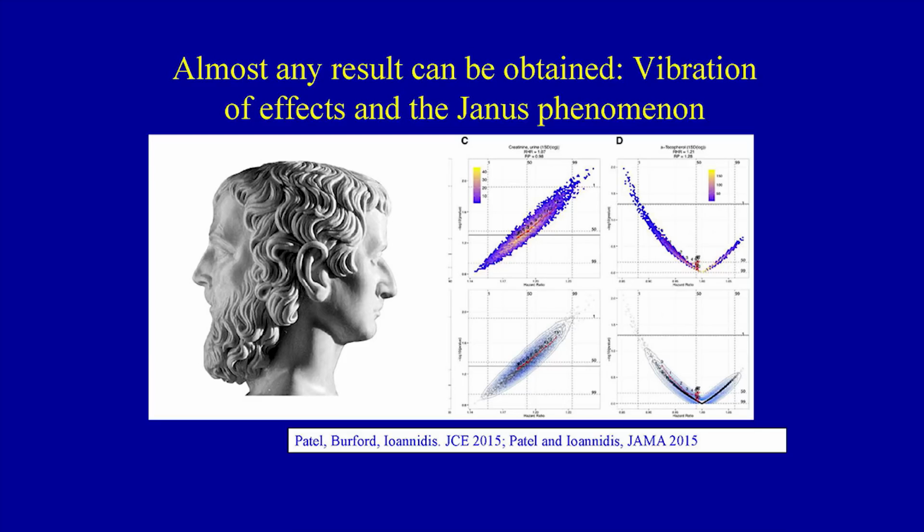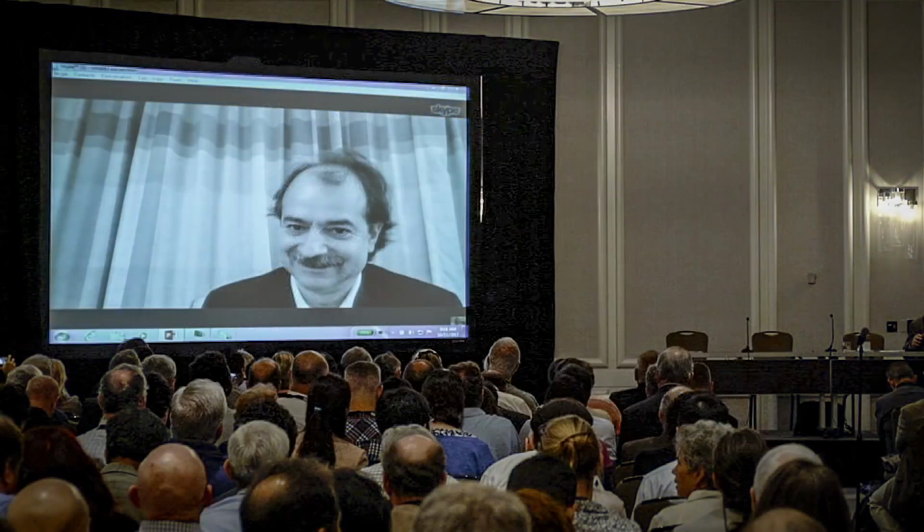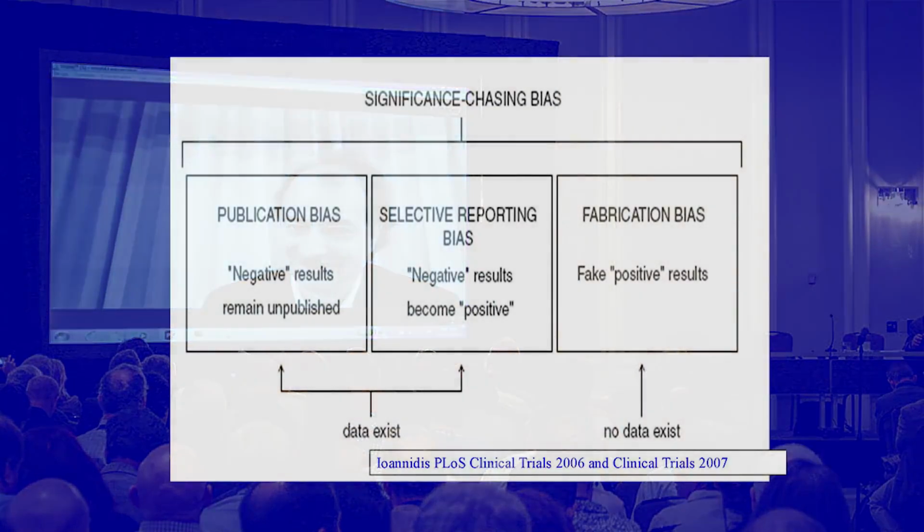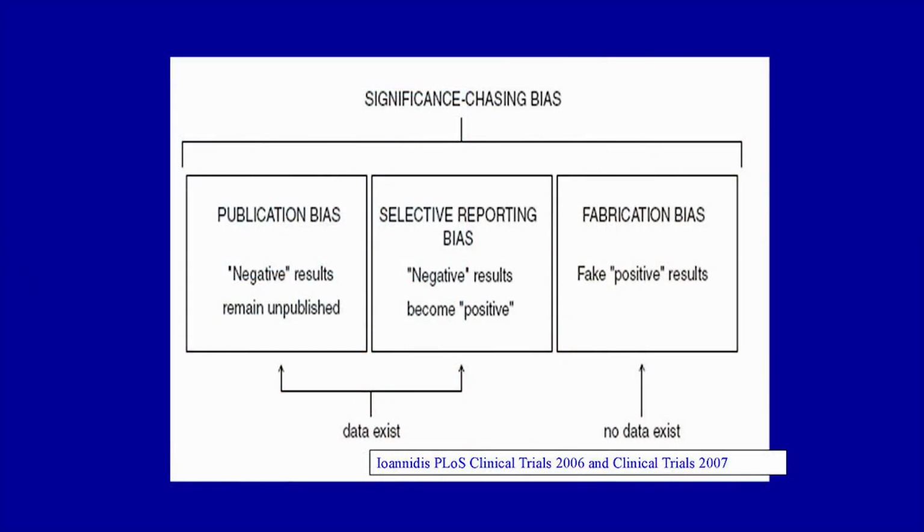So there is clearly some significance chasing bias going on across the universe of disciplines that use p-values. Significance chasing can happen in many different ways. One way is through publication bias, which means the typical file drawer effect. Negative results remain unpublished. The study gets completely hidden. It disappears. It goes nowhere.